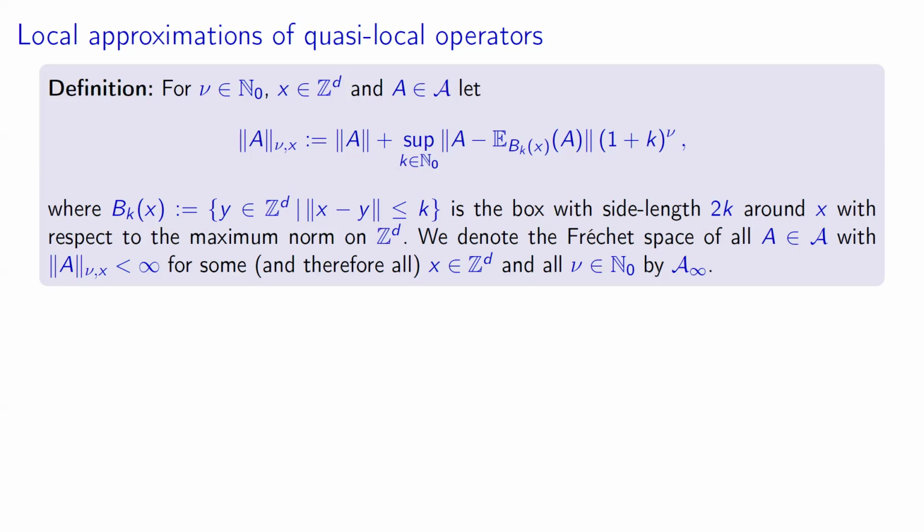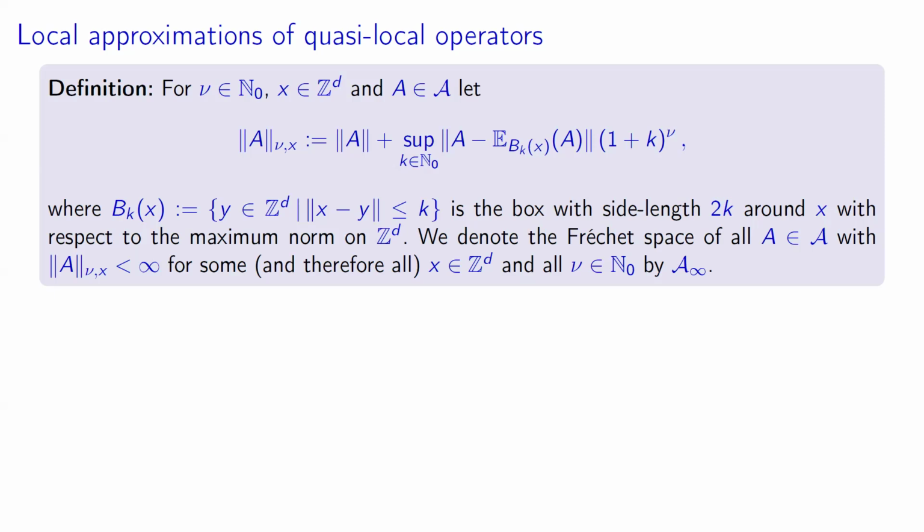Okay, so what we're going to do is we look at those A for which these norms are finite for all nu. These are the A that, I would say sloppily, decay faster than any inverse polynomial.